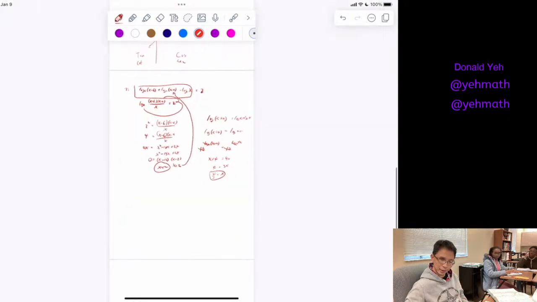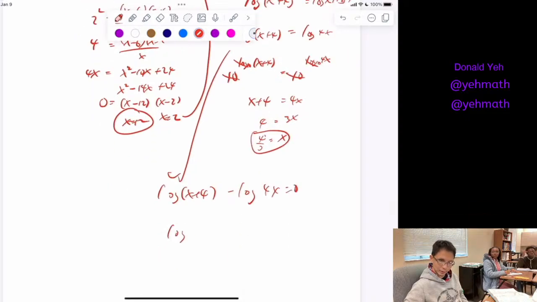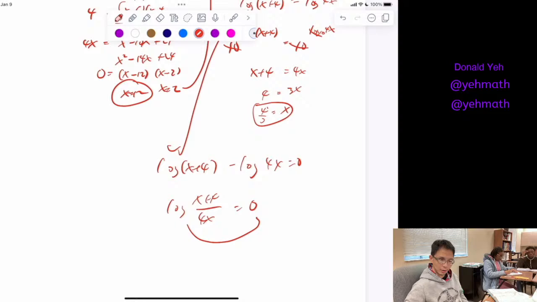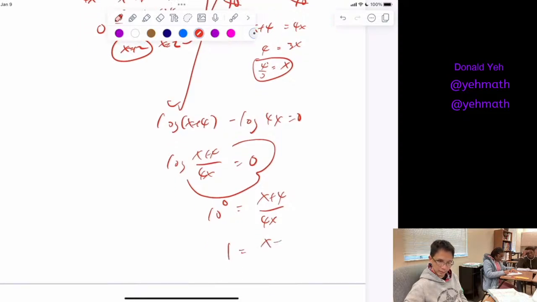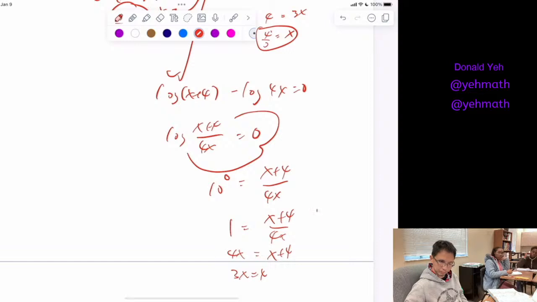What she says, she can do log of x plus 4 minus log of 4x equal to 0. Yeah, you can do that. So it'll be log of x plus 4 over 4x equal to 0. So it'll be 10 to the 0 equal to x plus 4 over 4x, which is 10 to the 0 is 1. Yeah, I mean, you can. Either way, it's fine.